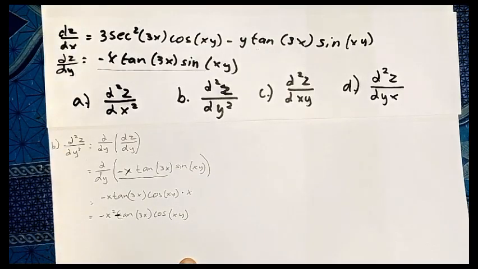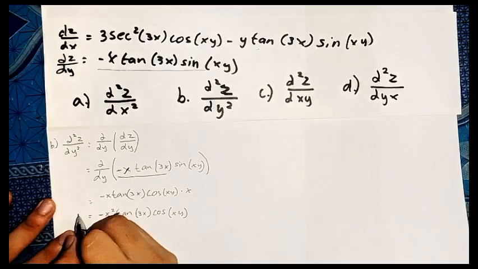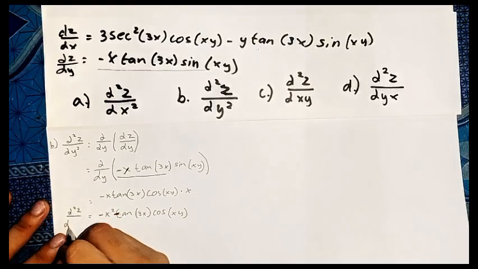This is the partial squared z over partial y squared.